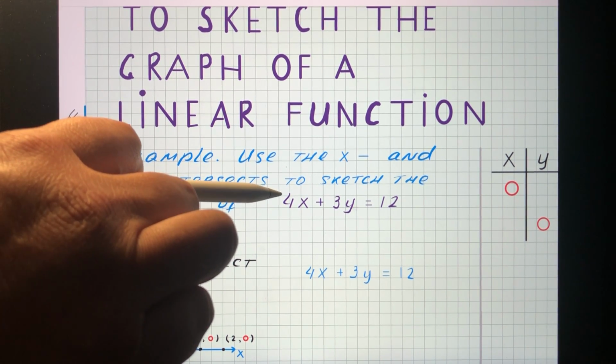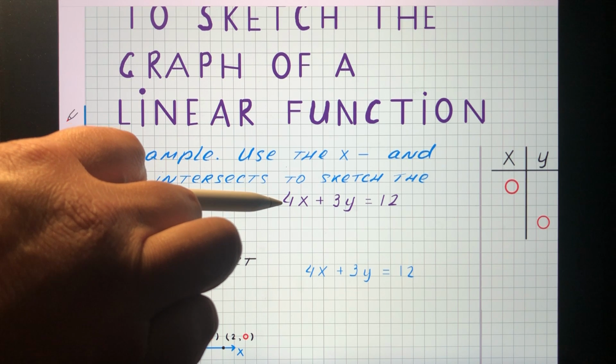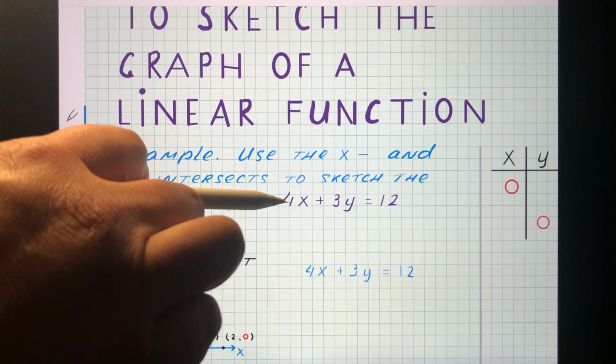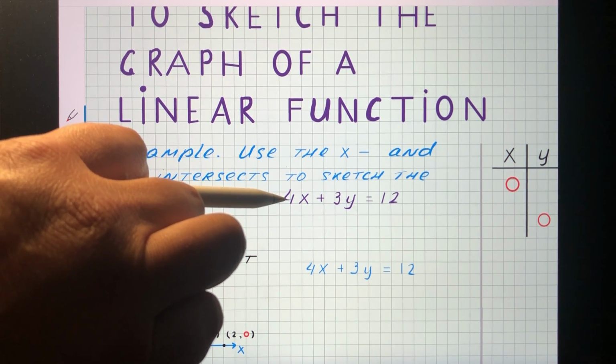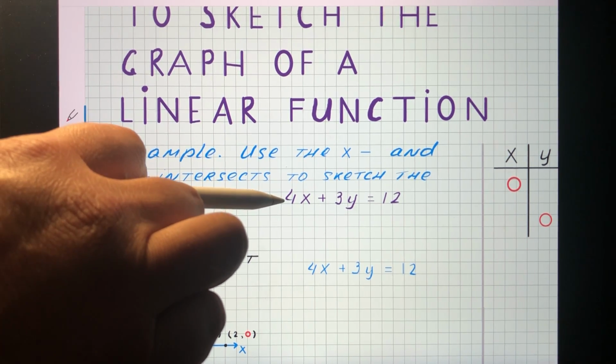This is a linear equation. It will only take 2 points to make a straight line. So these 2 points are going to come from the x and the y intersects.